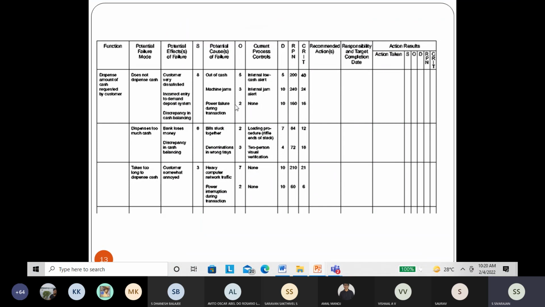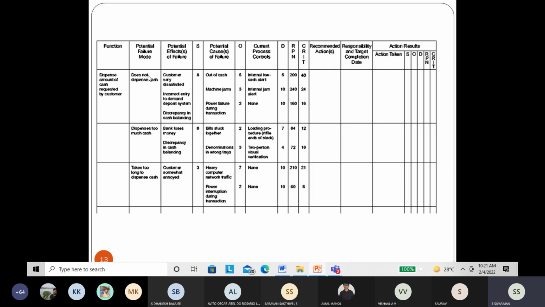Okay, so now coming back, the next thing is we are identifying the potential effects of failure. What are going to be the effects of failure? When it is not dispensing cash, I told you the customer will be dissatisfied and discrepancy in cash balancing will be there. Now, next thing is what are the potential causes of failure?